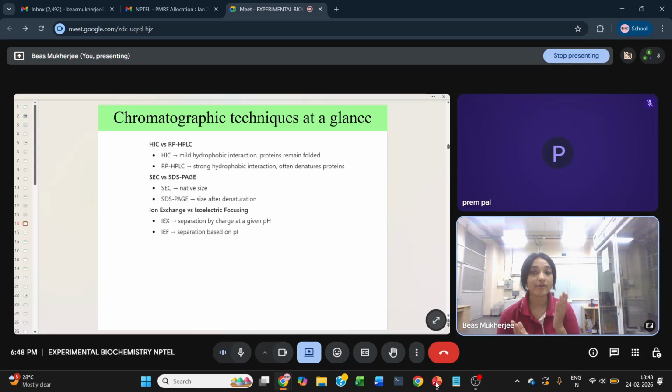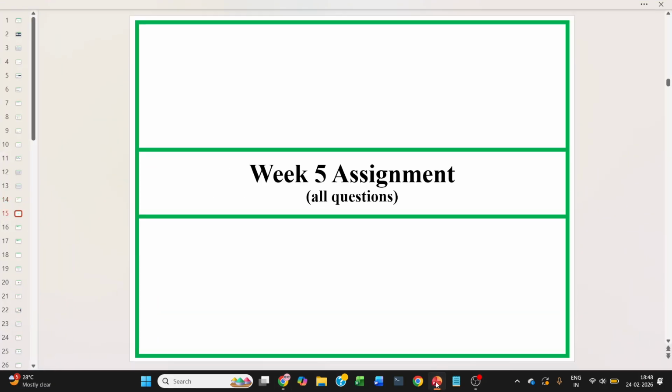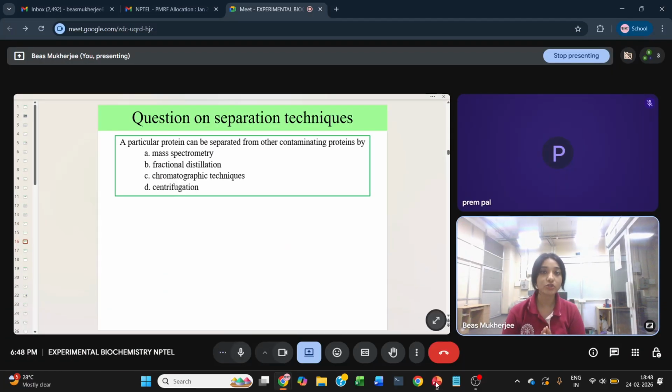Okay, now we have ion exchange versus isoelectric focusing. So in ion exchange we have separation by charge at a given pH, and in isoelectric focusing the separation is based on the pI of the protein. Okay, so separation is based on the pI of the protein. Right, so now we will start with the questions and answers. Okay, let's start. So question on separation techniques, you can answer in the chat box.